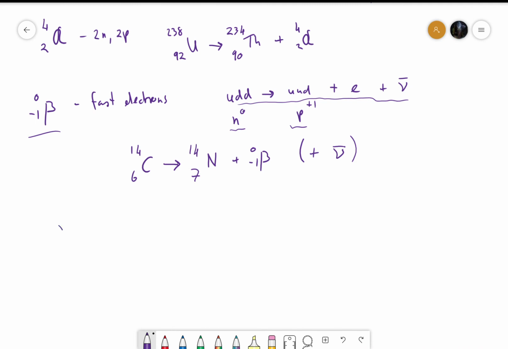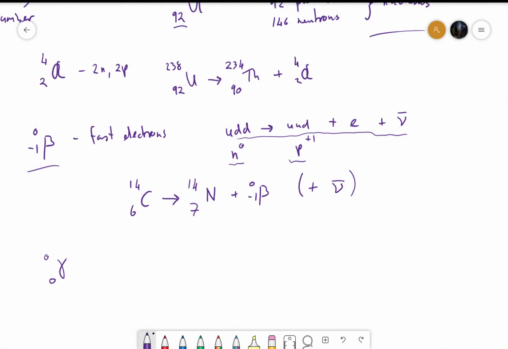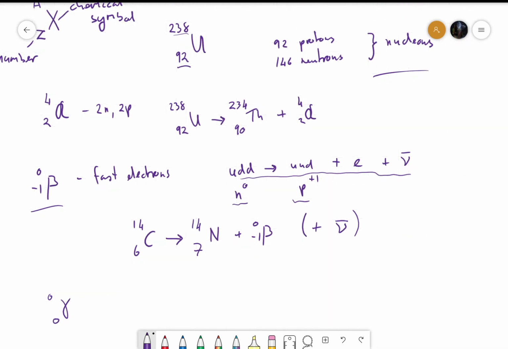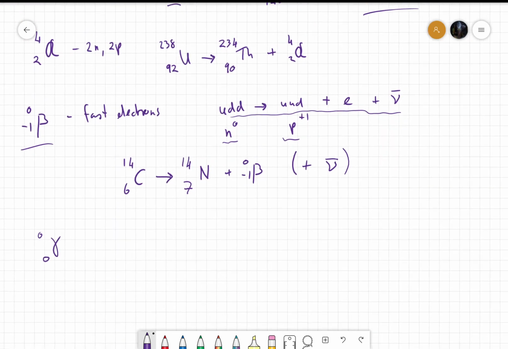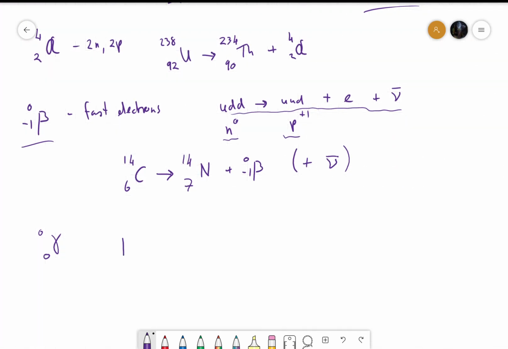Finally, we're left with gamma. Gamma is the simplest of all. 0, 0. Gamma doesn't alter the structure of the nucleus. What happens with gamma, if I go back to my uranium example, after the alpha decay, there's energy released with that. The thorium nucleus that's left behind is excited, has got a whole bunch of energy, and it can be immediately or it can be an extended time after that alpha decay. But what will happen is that that thorium will simply emit a gamma photon without undergoing any structural change.